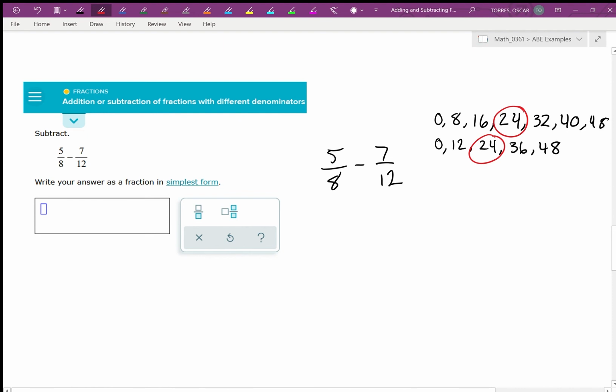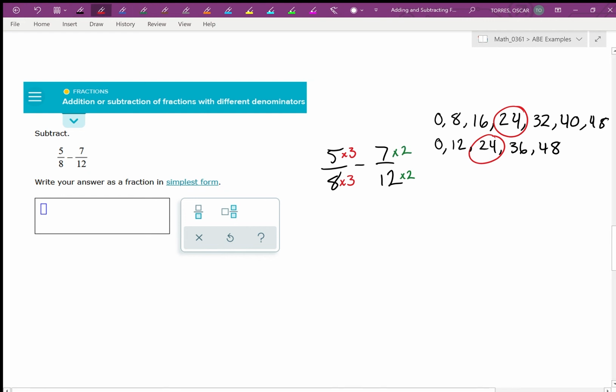So just like the other problems, I need to turn the 8 into a 24 somehow. What can I multiply 8 by to turn it into a 24? We would have to multiply it by 3. So I'm going to multiply the numerator by 3 as well. For the other fraction, we need to turn a 12 into a 24, and we do that by multiplying it by 2. So we multiply the numerator by 2 as well.